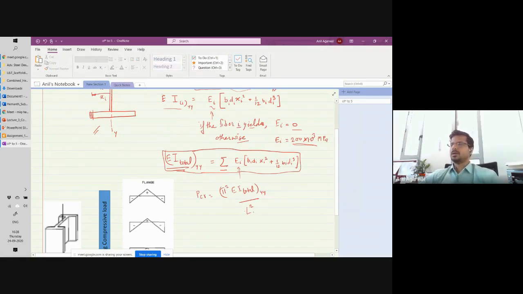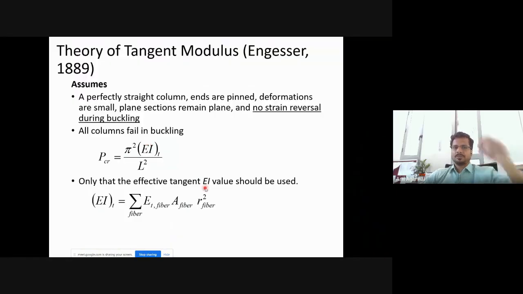Fine. So pi square EI by L square. But now this EI is actually given by this, wherein this E value has to be the pre-yield or post-yield value, depending on what situation that particular fiber is in. Okay. Is that part clear to everyone?